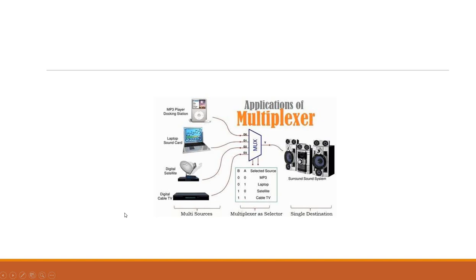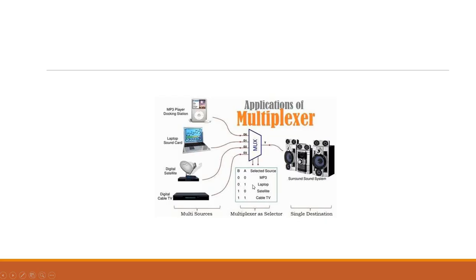So where the multiplexers are applied? Imagine a surround system used in our home, and we have multiple sources such as laptops, computers, cable TV, set-top box, and MP3 players. These all provide sounds which can be selected using D0, D1, D2, D3. Consider 0 and 0 means the MP3 player is played in the surround system.